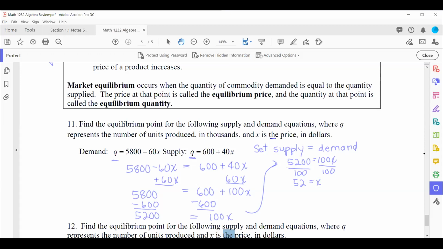So that's going to be the equilibrium price because x is the price in dollars. It also asks us to find the equilibrium quantity. So what I'm going to do here is take either equation I like. I kind of like the supply one better. It's a little easier to work with. And I'm going to substitute the 52 for x in either equation that I like.